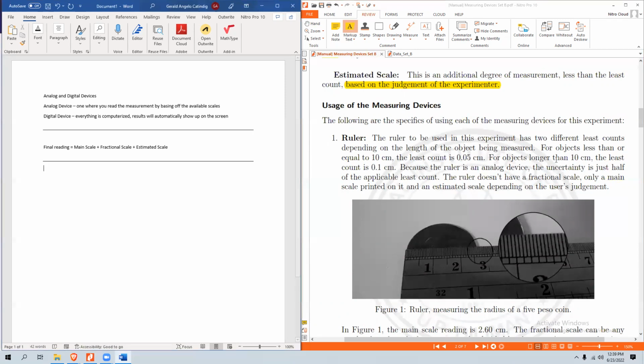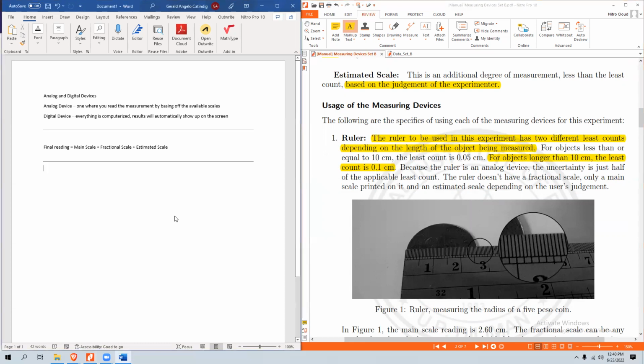The ruler used in this experiment will have two different least counts depending on the length of the object being measured. Let's ignore this part because it is confusing and not relevant to the experiment. Let's skip directly to this part here. For objects longer than 10 centimeters, the least count is 0.1 centimeters. So that is an analog device. Your ruler is analog, so the uncertainty is just half of the applicable least count.